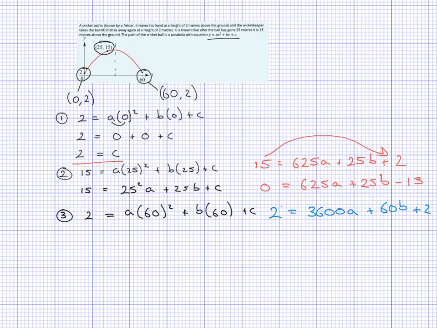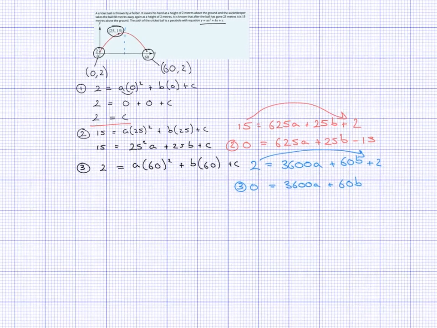Rearrange the 2 across to the other side like I did previously. 0 equals 3,600a plus 60b, and the 2 cancels out the c value because it became a negative. All right, so this is equation 3 and this is equation 2, just been simplified. I'm going to line them up to see what else I can do with them to solve them.